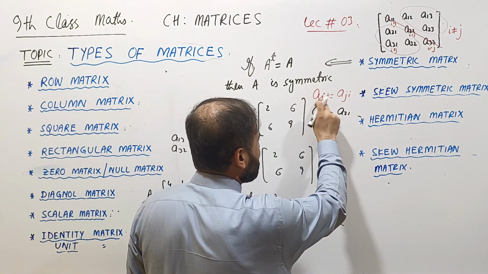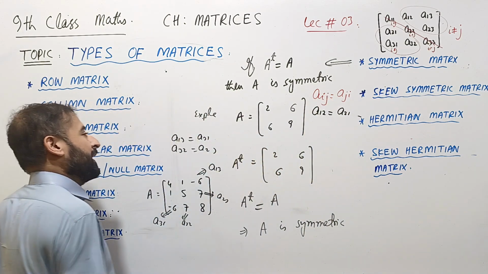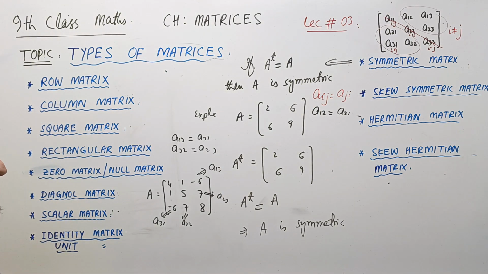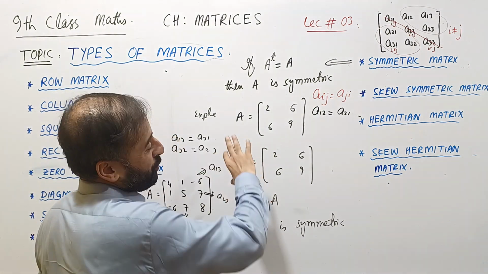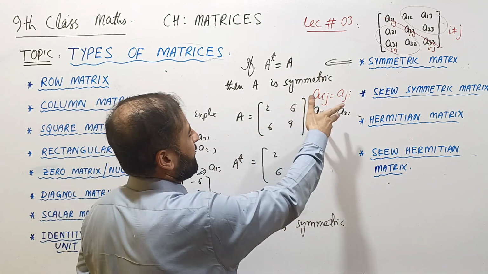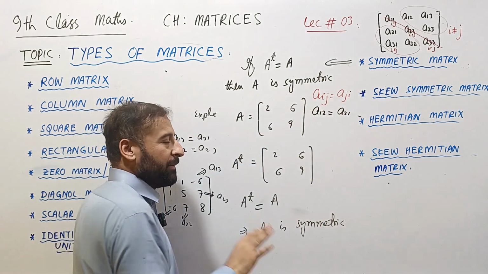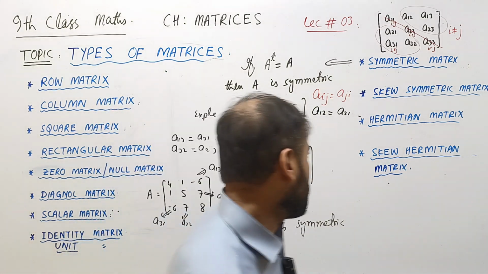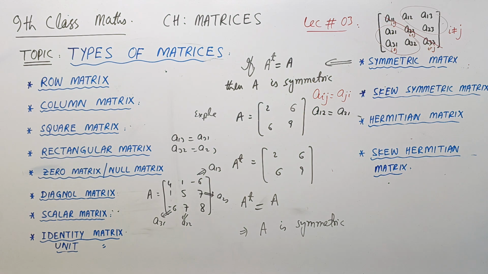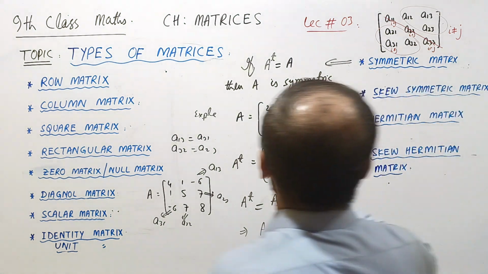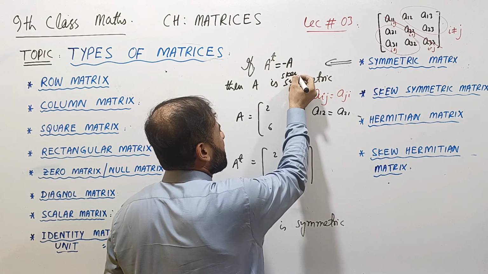Aij, if you interchange them, 1, 2, 2, 1, they will be the same for all. It is a symmetric matrix. Right, students, and it is of course a square matrix. If it is a rectangular matrix, then even the size will not be the same. A 2 by 3 matrix has a transpose of 3 by 2, so automatically they can't be equal. Now students, next is skew symmetric, in which A transpose is equal to minus A, then it is a skew symmetric matrix.